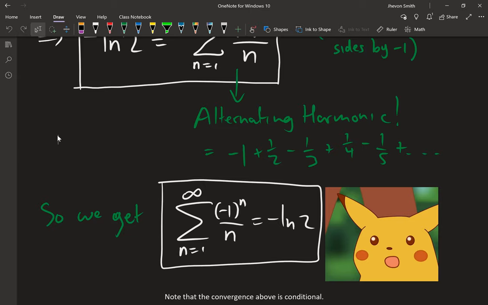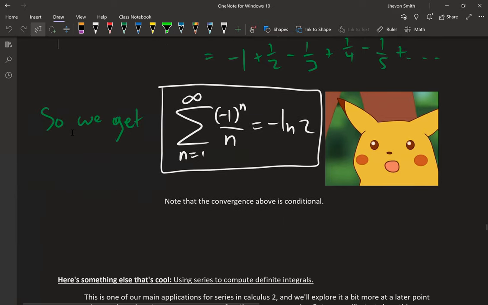And of course, here the convergence is conditional because this is the alternating harmonic. If I throw absolute values around it, the equation no longer makes sense. But as long as I don't put any absolute values around it, that is the equation. I can add up an infinite number of terms, minus one, plus a half, minus a third, plus a fourth, minus a fifth, going on forever. And it will add up to minus ln2. So that's where we kind of left off last time.